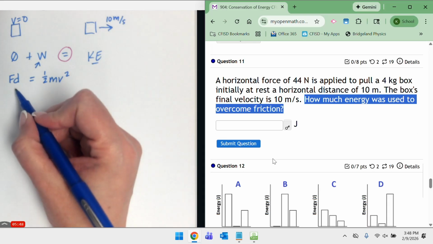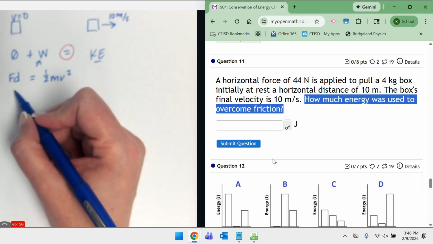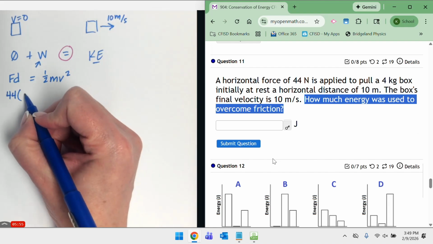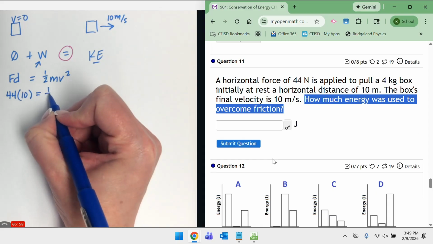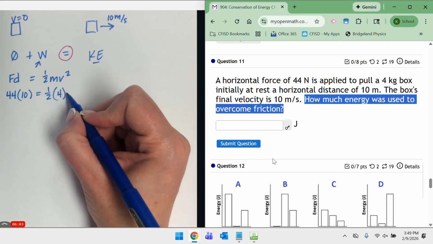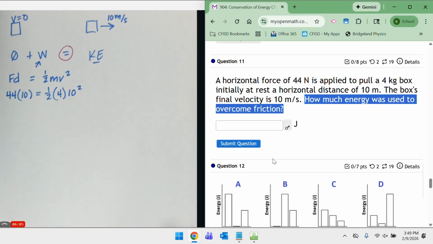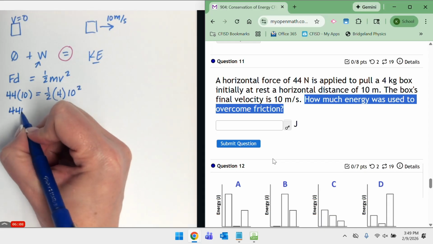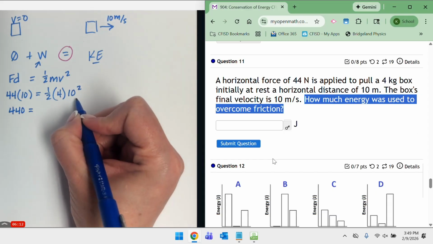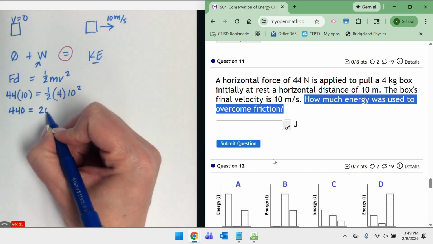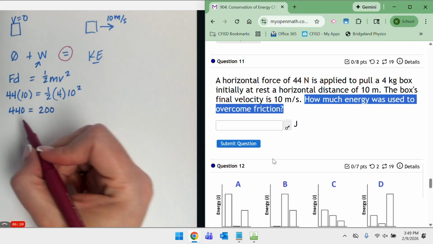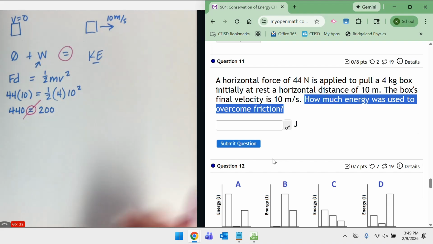Again, let's plug in some numbers. Force times distance, my force here is 44. My distance over which my force is applied is 10 meters. 1/2, the mass of this object is 4 kilograms, and the velocity that it's moving is 10. And so this is going to be 440 equals, this is 2 times 10 squared, so 2 times 100 is 200. So right off the bat, guys, these are not equal to each other. I just wrote this ridiculous statement. 440 does not equal 200, not equal.